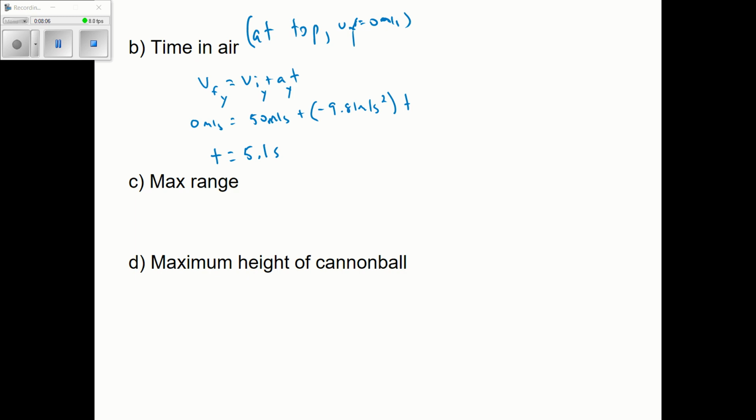Now, this is a common question. So you get the time. When we found the time, this is at the top. So this time is a time to the top. So in order to get the total time, which is what we want, we have to multiply this by 2. That was a common mistake people made in the test. Total time is double the time to the top.